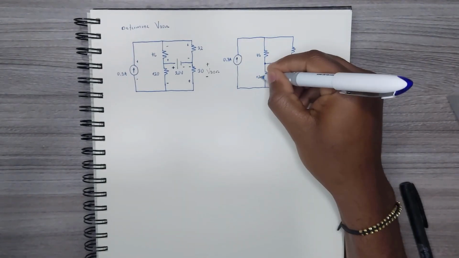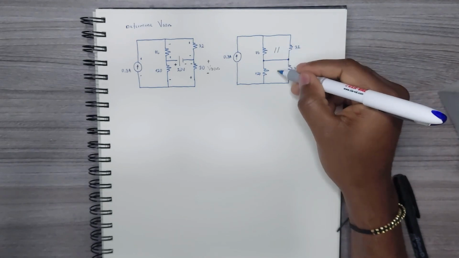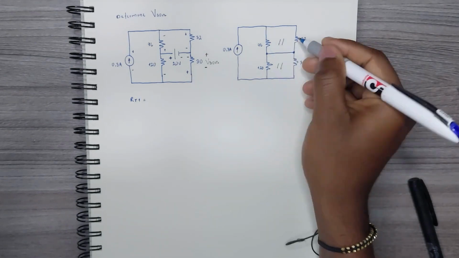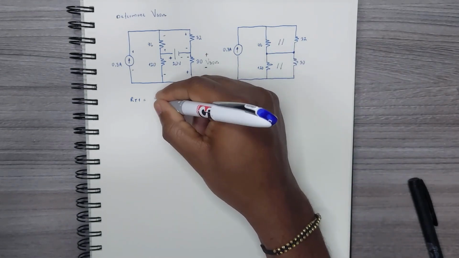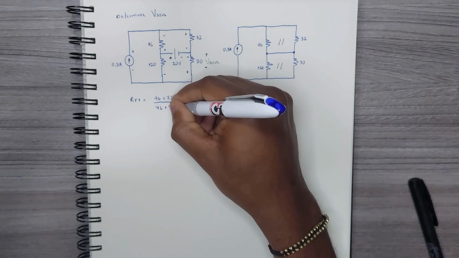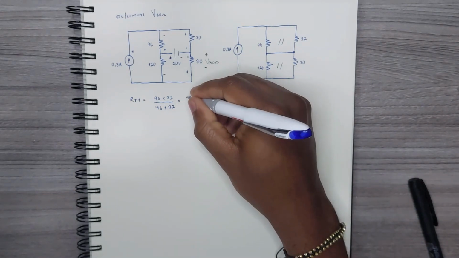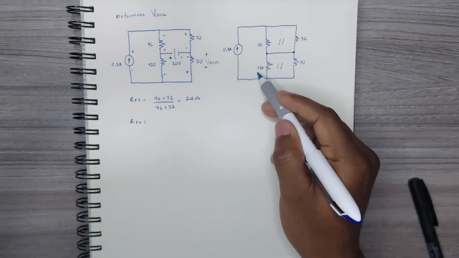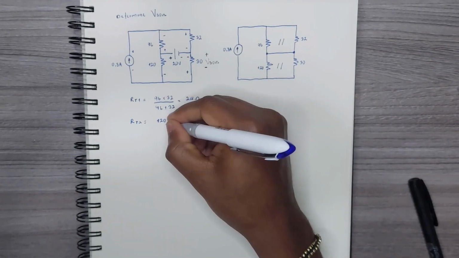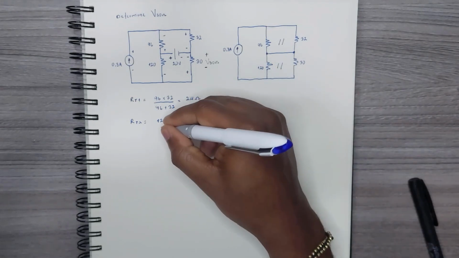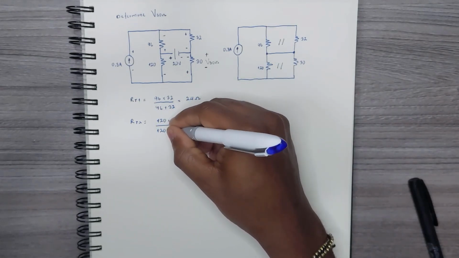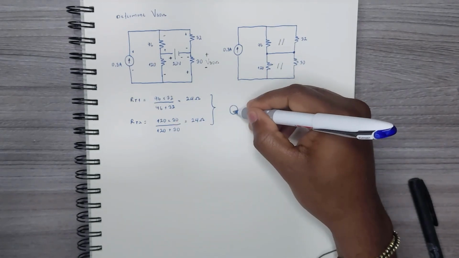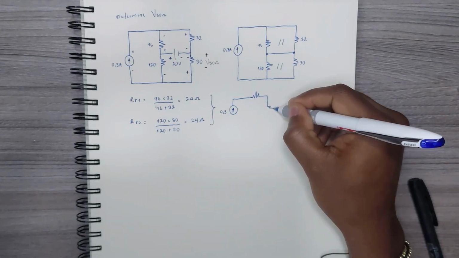So in the resultant circuit, we have two different arrangements of parallel resistors. Let me calculate that. RT1 is equal to 96 times 32 over 96 plus 32, and it gives me 24 ohms. For the second arrangement, RT2 is equal to 120 ohms times 30 ohms over 120 ohms plus 30 ohms, and that also gives me 24 ohms. Okay, so let's redraw this new circuit.